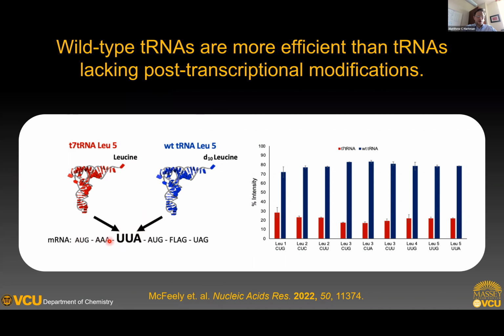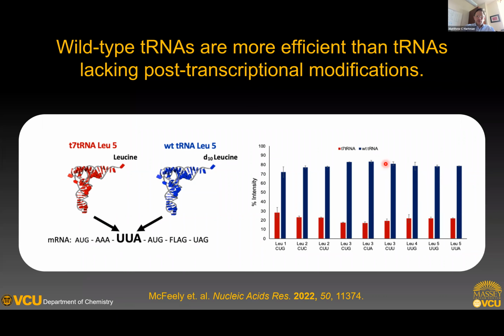So we'd pick a given codon, we make an mRNA, and we take leucine and charge it onto, say, a T7 tRNA. And then we'd charge a deuterated version of leucine onto the wild type tRNA. We put these two together in equal concentrations in a translation reaction. We let the translation go. We would capture the resulting peptide via affinity chromatography, and we would measure the intensity of those two peaks. And perhaps not surprisingly, we see that the wild type tRNAs win in every case over the in vitro transcribed tRNAs. So these modifications are actually important in terms of translational efficiency.